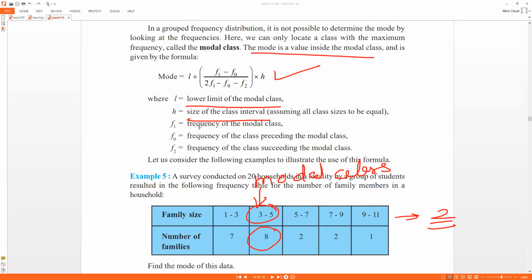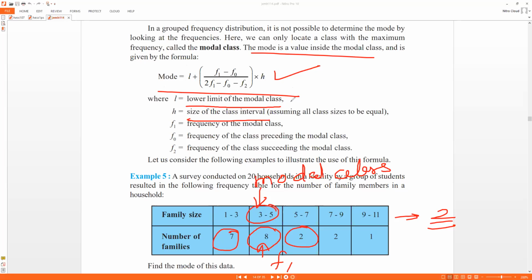ठीक आहे, कळलं. F1, frequency of the modal class, 8 in our case. ओके, ती झाली F1. What is F0? F0 is the frequency of the class preceding the modal class, त्याच्या आधीची, म्हणजे 7. प्रिसिडिंग म्हणजे आधीची, आणि F2 is the frequency of the class succeeding the modal class. सक्सिडिंग म्हणजे नंतरची, सक्सेसर म्हणजे नंतरचा, म्हणजे 2. Okay, now if you know all these values, then we can substitute all the values here and we can find the mode.